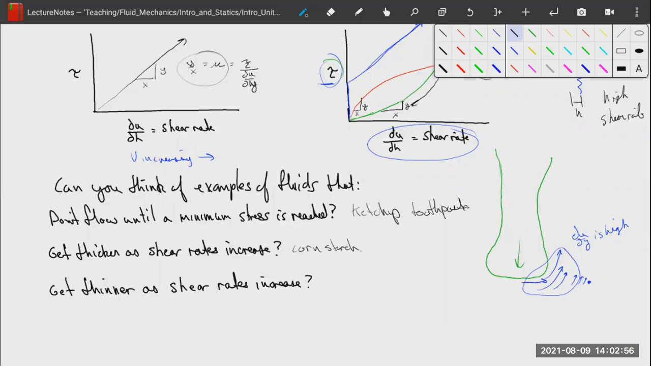But maybe you've used this, maybe you haven't, silly putty, right? Silly putty flows, but then if you pull it really fast, it literally shatters, right? It literally fractures because it gets so stiff. And for fluids that get thinner as shear rates increase, so a shear thinning fluid, I gave you latex paint.